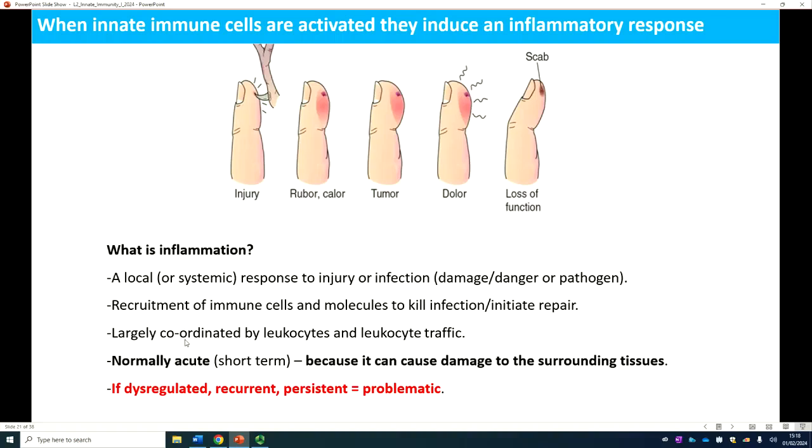Inflammation will normally be acute, by which we mean short-term, because if you think about inflammation, it has the potential to cause damage to your surrounding tissue. So you really want to turn it off when it's not needed in order to minimize the amount of damage that could potentially occur to your body tissues. But sometimes inflammation can become dysregulated, and we call that chronic inflammation. If it's dysregulated, recurrent or persistent, you get this chronic inflammation, and obviously that's very problematic because it can cause damage to the surrounding tissues, and we really want to avoid chronic inflammation.